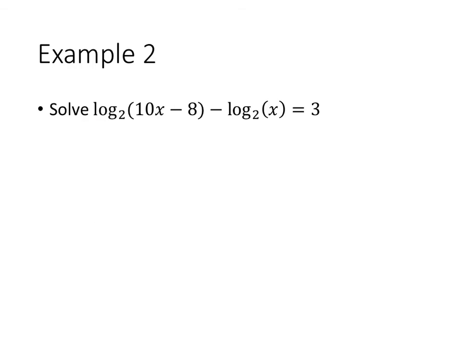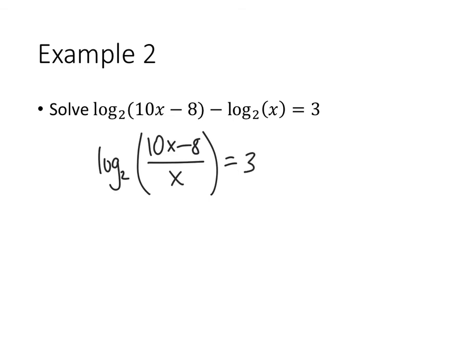Here's a more complicated example. This time we have multiple logarithms, a log base 2 of 10x minus 8 minus the log base 2 of x. So the first step here is that we want to combine those into one logarithm. The log rule we want to use is that when you subtract two logs, what you get is the log of a fraction. So 10x minus 8 divided by x equals 3.